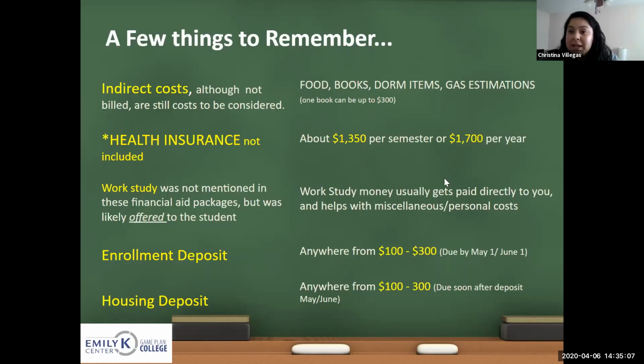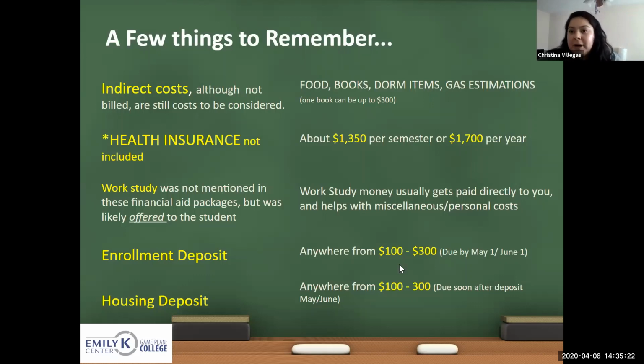That usually gets paid directly to the student, so that's not going towards your bill. Sometimes colleges will put work study and subtract that from your total bill amount. That's not how that works, so just keep an eye on that.